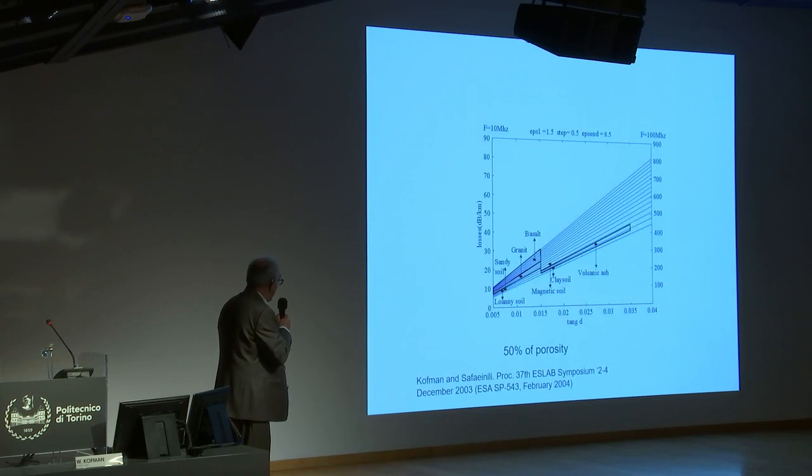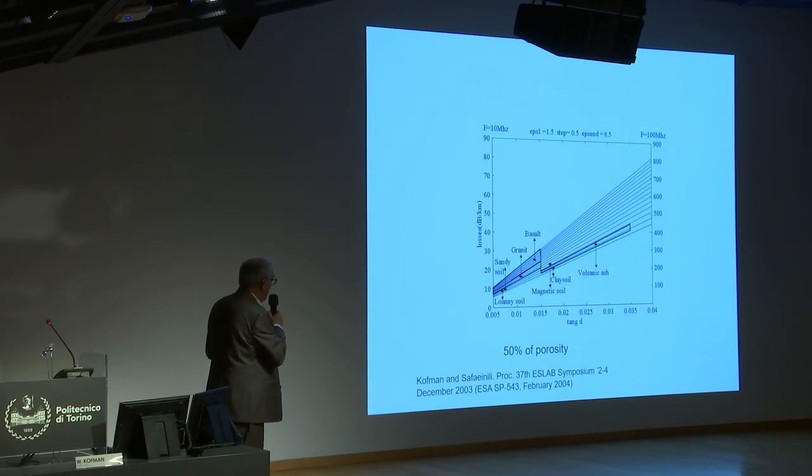Anyway, we go here, and for the radar, if you have basalt, as the previous formula showed, the attenuation is directly proportional to the frequency of the radar, which means that this is the scale for a 10 megahertz radar, and this is the scale for a 100 megahertz radar.